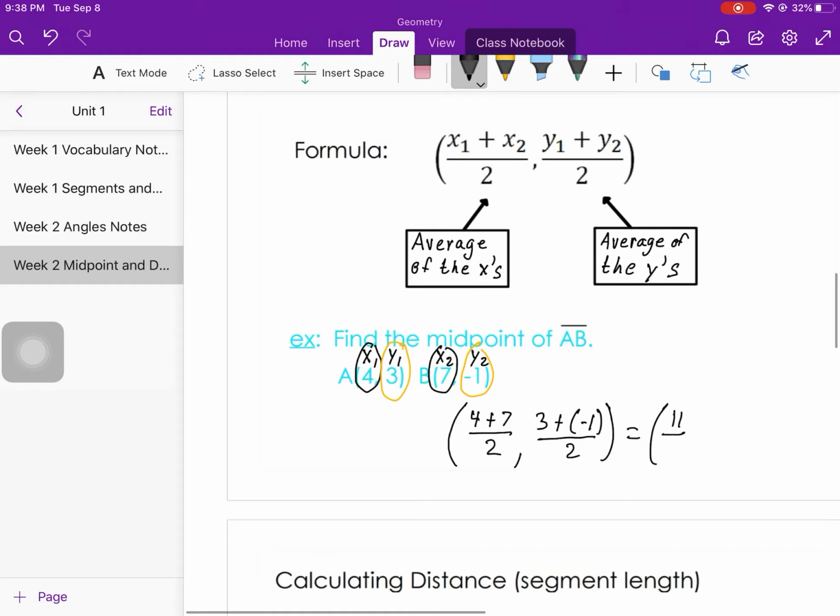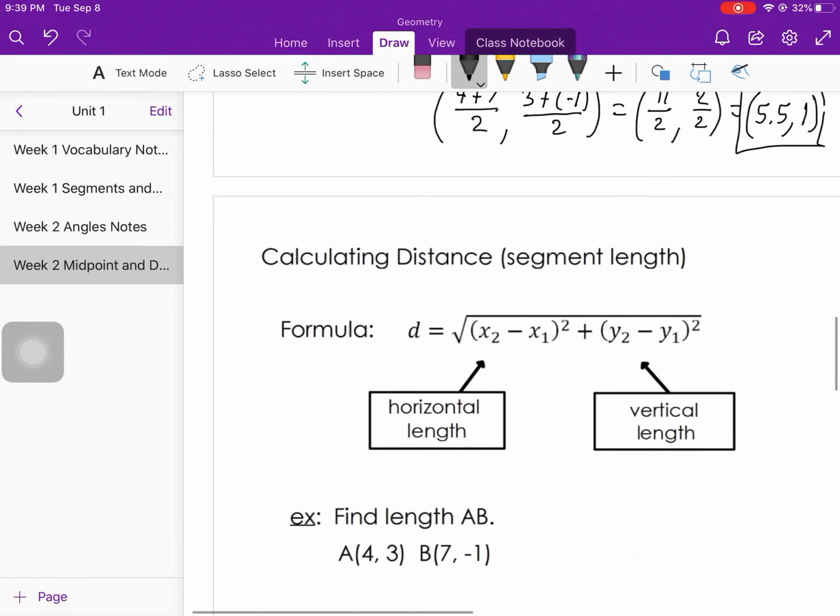4 plus 7 is going to give us 11 over 2. That's the left-hand side. And then 3 plus negative 1. When you add a negative, that's like subtracting. So we get 2 over 2. And then we just simplify these. You could leave your answer right there as 11 over 2 or 2 over 2. But if you type in 11 over 2, you get 5.5, and 2 over 2 is 1. That's the simplified version of what we want. And that's our midpoint. It's really not too bad. You're just finding that average, adding two things together, and dividing by 2.